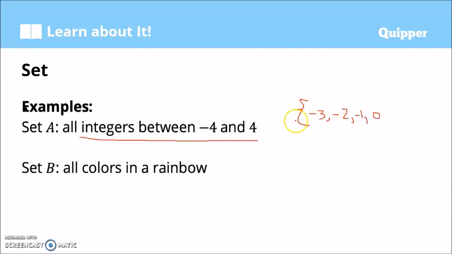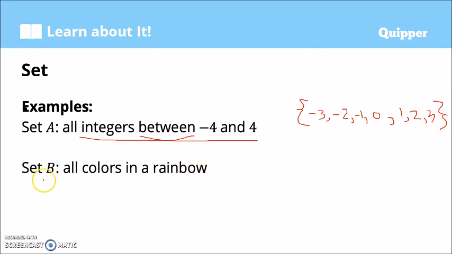Elements are written inside the brace or braces, separated by a comma. Dapat may comma talaga ha, kasi kung walang comma, hindi na yon pwede. Mali na yon. Okay? So, we have -3, -2, -1, 0, 1, 2, 3, and hindi nakasama si 4 because of the word between. Okay? And close brace. So, these are the elements of set A.